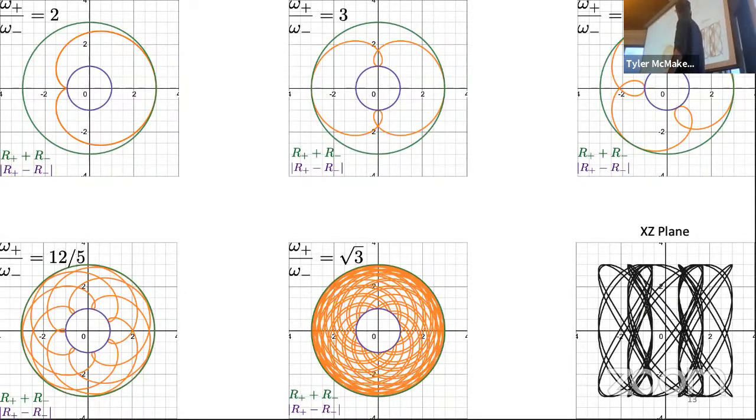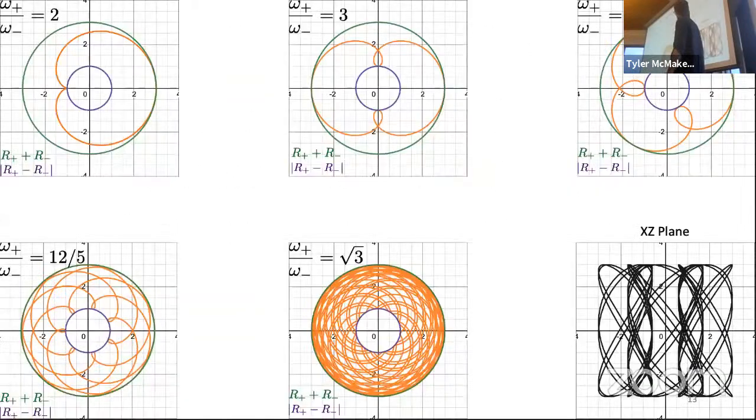So we can look at what these single particle orbits look like. And for different ratios of omega plus and omega minus, you get different orbits. Just to note, in our experiment, the ratio of omega plus to omega minus is several hundred. So you basically have tons and tons of these little cyclotron loops on top of this very slow motion around the center of the trap due to the E cross B drift.